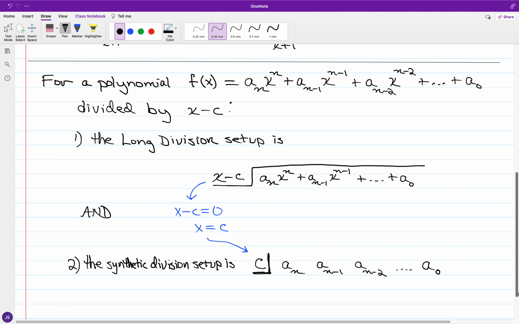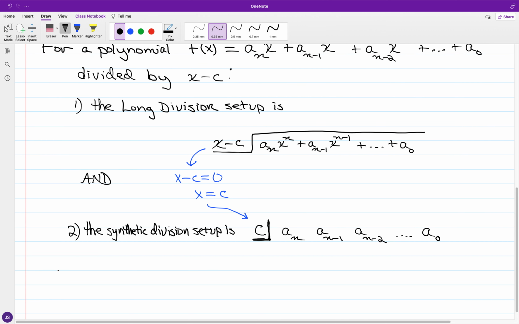Now, let's say that in the case of polynomial division, say we have 7 times x to the 4th plus 2x squared minus 1, divided by the binomial x minus 1.